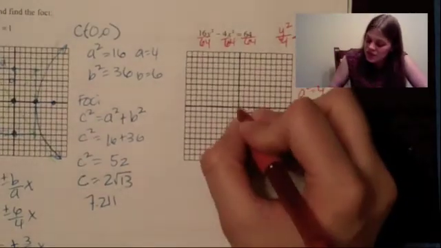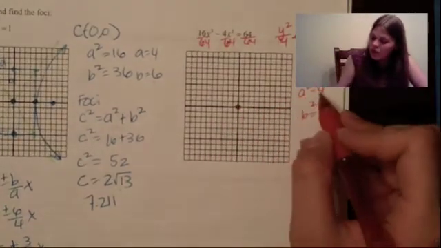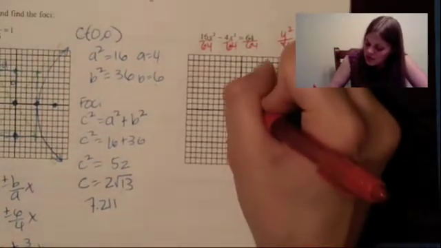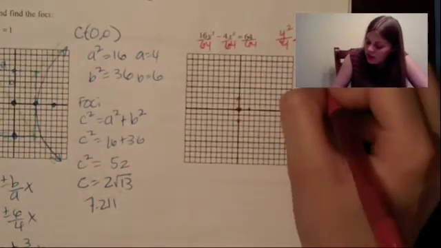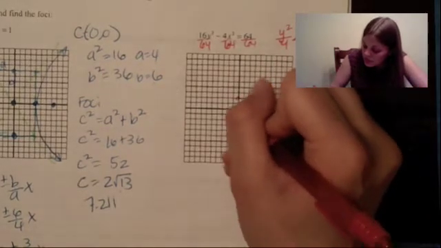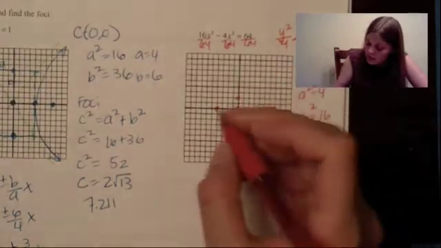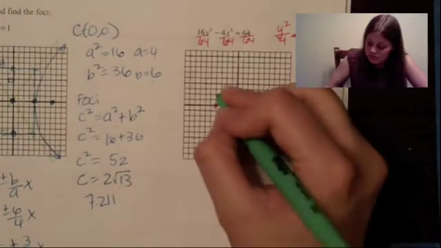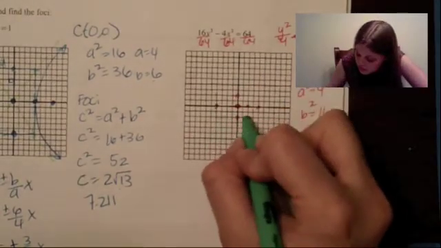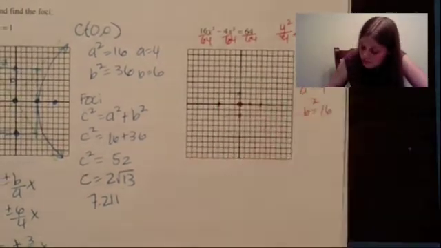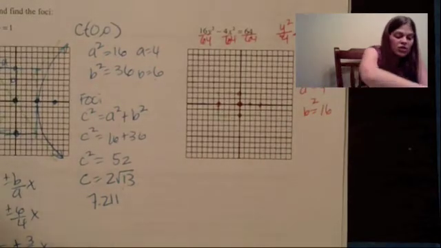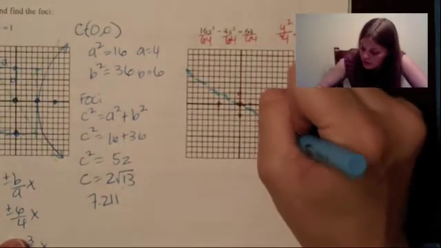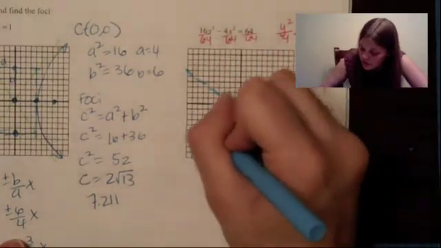So your center is at 0, 0. I'm going to go up and down by 2, and I'm going to go left and right by 4. So I'm going to create this box shape. That highlighter doesn't show up well. And then I'm going to create my asymptotes that go through the center and the corners of the box that I just created.